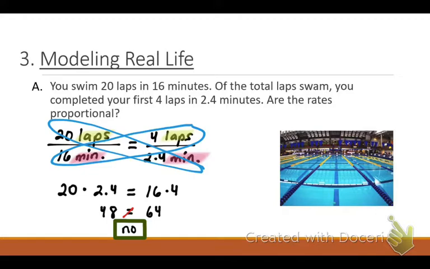Now, let's think if this makes sense. If you have to go 20 laps total, do you think your last 4 laps would still be the same speed as your first 4 laps? No, why not? You're out of breath, you're very tired. Your time is probably starting to slow down. So it makes sense that no, these rates are not going to be proportional.